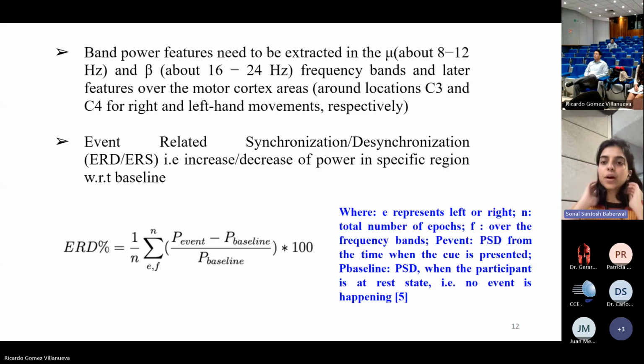So to analyze this, we use band power features, since motor imagery operates between 8 to 12 hertz, which is mu rhythms, and beta rhythms, which is between 16 to 24 hertz, using the channels C3 and C4 respectively. And we use event related synchronization and desynchronization, which is the increase and decrease of power in specific regions with respect to baseline, which is when no activity was performed.